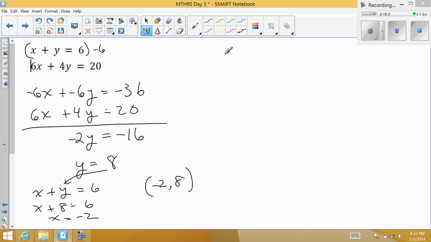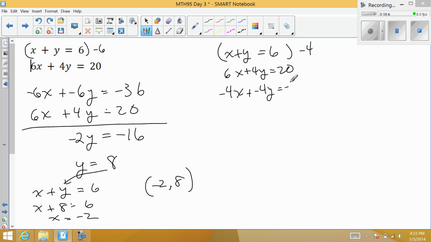And again, I could have done the exact same thing, but instead of eliminating x, I could eliminate y. So here's the original system. If I multiply the first equation by a negative 4, I'll get negative 4x plus negative 4y equals negative 24. Combining, 6x subtract 4x would be 2x. 4y plus negative 4y is 0, so the y's are gone. 20 plus negative 24 is negative 4. Dividing by 2, I get x equals negative 2.